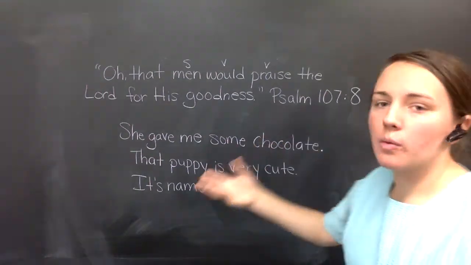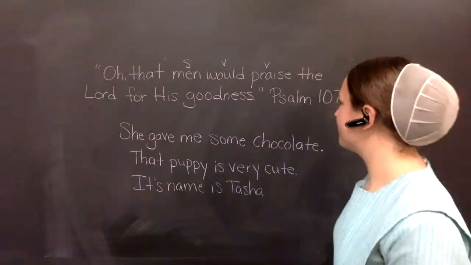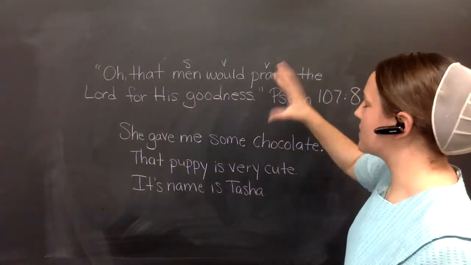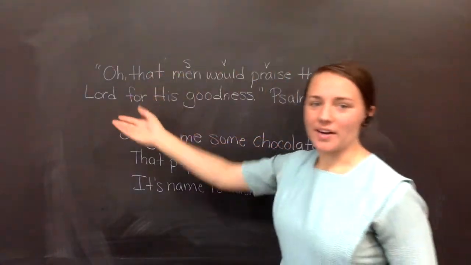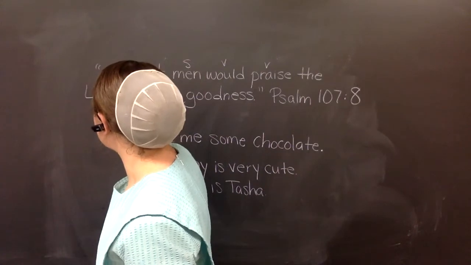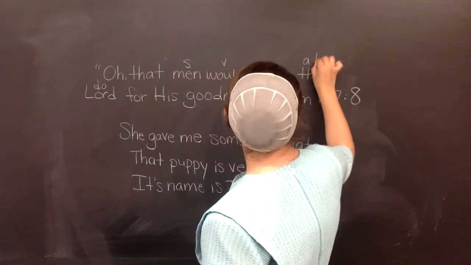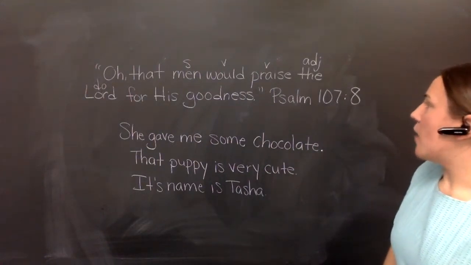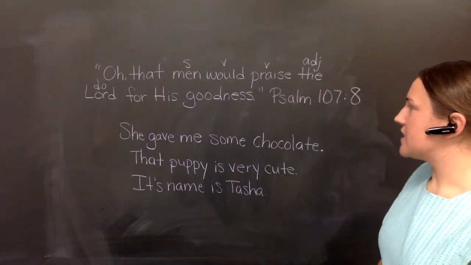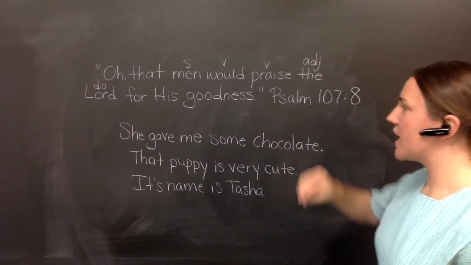So, who or what would praise? Or would praise who or what? Would praise the Lord. Okay, so Lord is our direct object. That is an adjective describing Lord. Now, we do not have an indirect object. It's not saying to whom or for whom. It's just saying who we would praise.